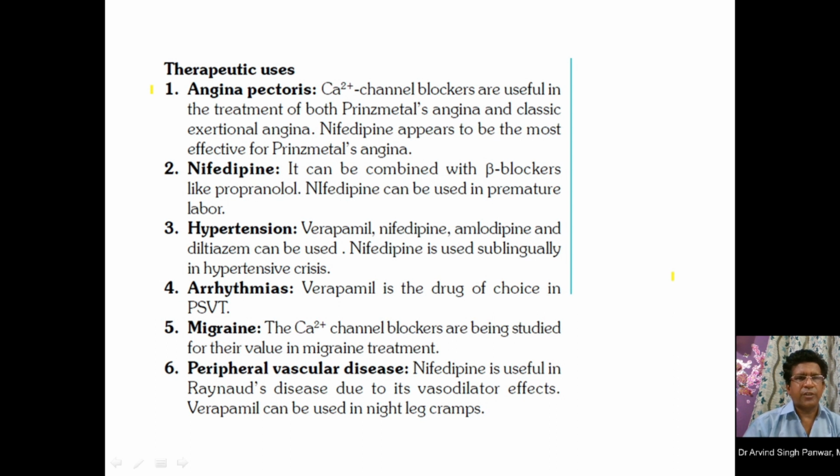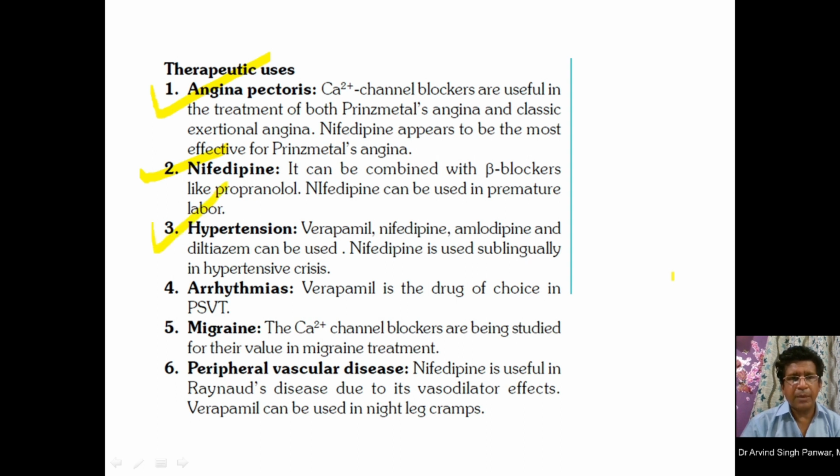Therapeutic uses. Number 1, angina pectoris. Calcium channel blockers are useful in the treatment of both Prinzmetal angina and classical exertional angina. Nifedipine appears to be the most effective for Prinzmetal angina. Nifedipine can be combined with beta blockers like propranolol. Nifedipine can be used in premature labor also.